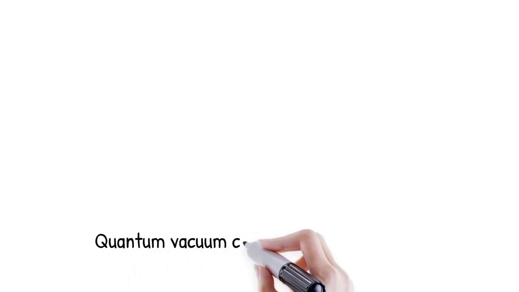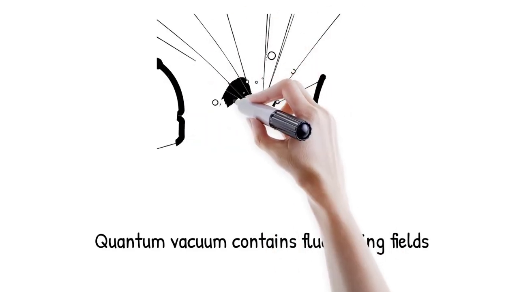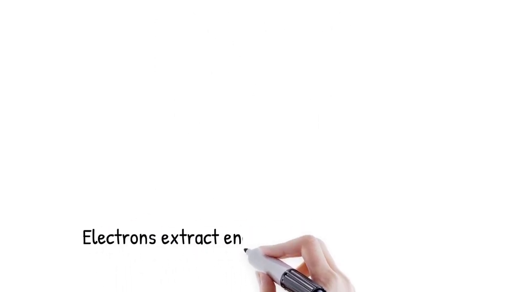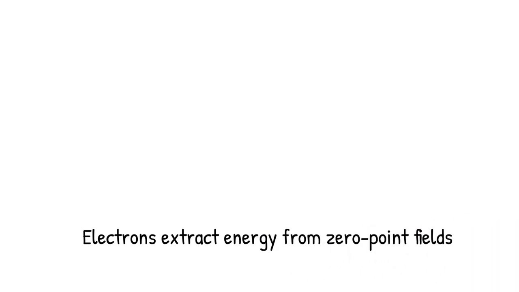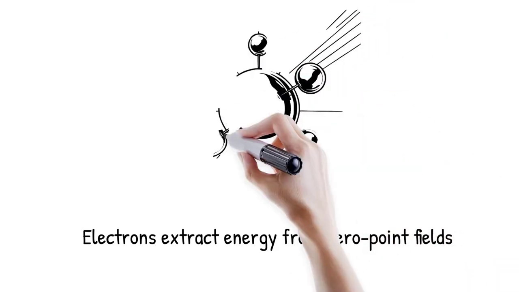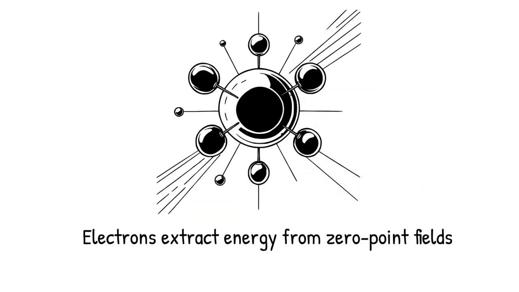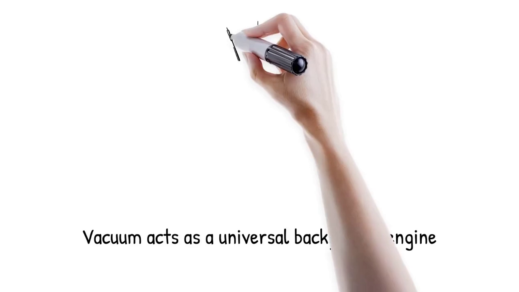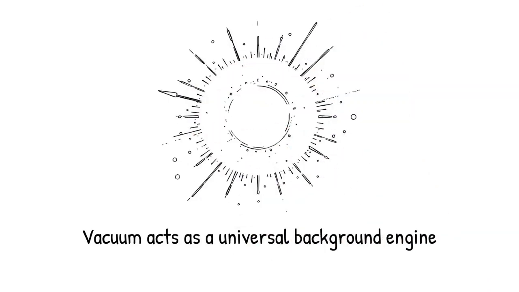The quantum vacuum is not empty. It is filled with transient fluctuations of fields and virtual particles. These fluctuations can impart measurable forces, such as in the Casimir effect or the Lamb shift. If electrons couple dynamically with these zero-point fields, they may extract energy to sustain internal motion. This would serve as a fuel source without requiring mass exchange or traditional chemical input. The vacuum would act as a universal background engine, potentially driving all subatomic dynamics.